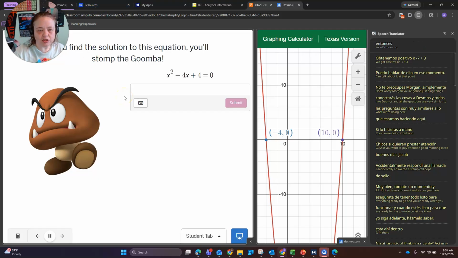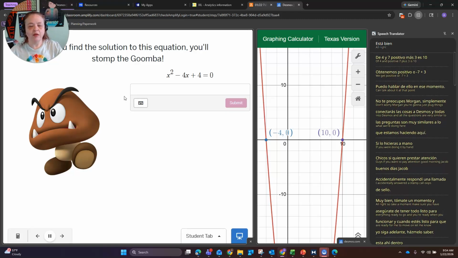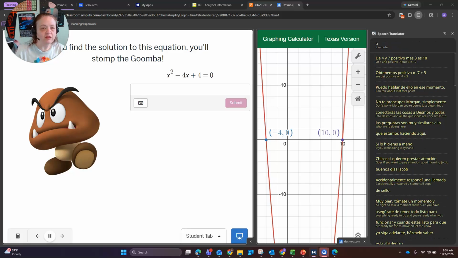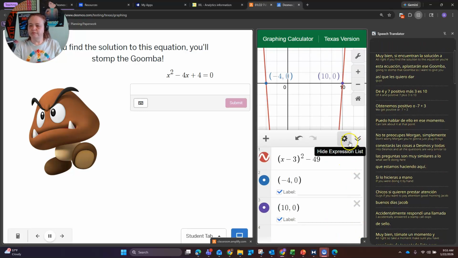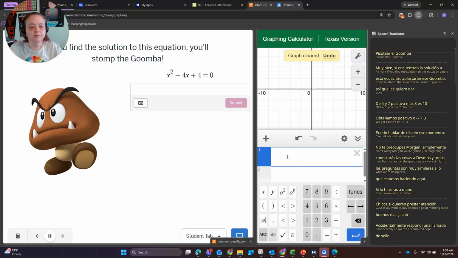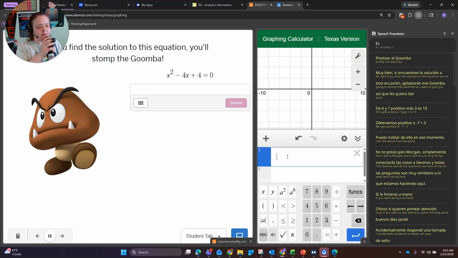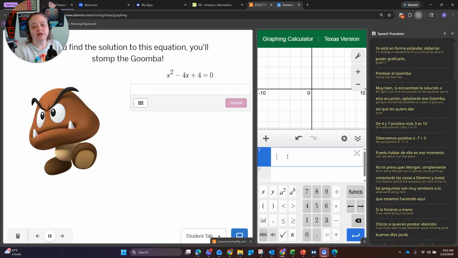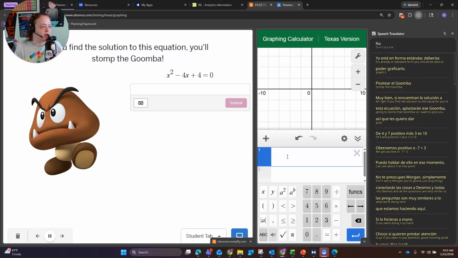All right, if you find the solution to this equation, you're going to stomp that Goomba. So I want to give you guys a minute. Find the solution to the equation. There's only one. Stomp the Goomba. It's already in standard form. You should be able to graph it. Don't put the answer in the chat until the timer goes off, but once the timer goes off, you can hit enter on your answer in chat.